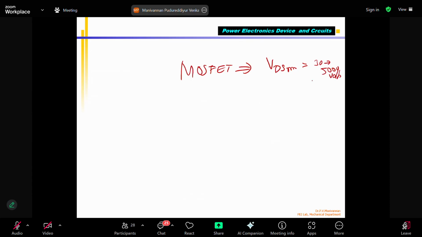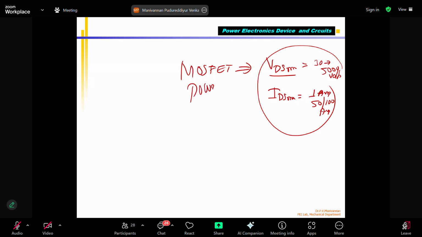If the VDS, the drain to source voltage, is more than 100 volts, they are called power MOSFETs. Then IDS max can be 1 amp to even 500 amps; in very special cases, easily 50 to 100 amps current. These MOSFETs having higher voltage, 100 volt, 200 volt, 500 volts, and current rating 20 amps, 30 amps, 100 amps, are all called power MOSFETs.